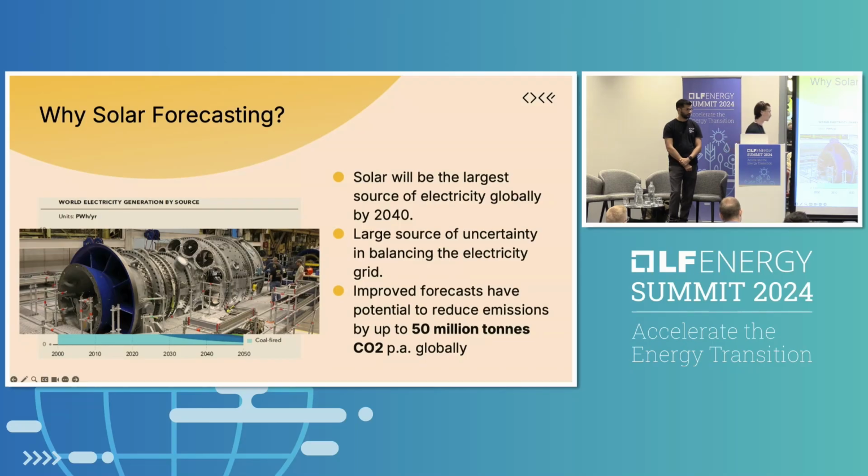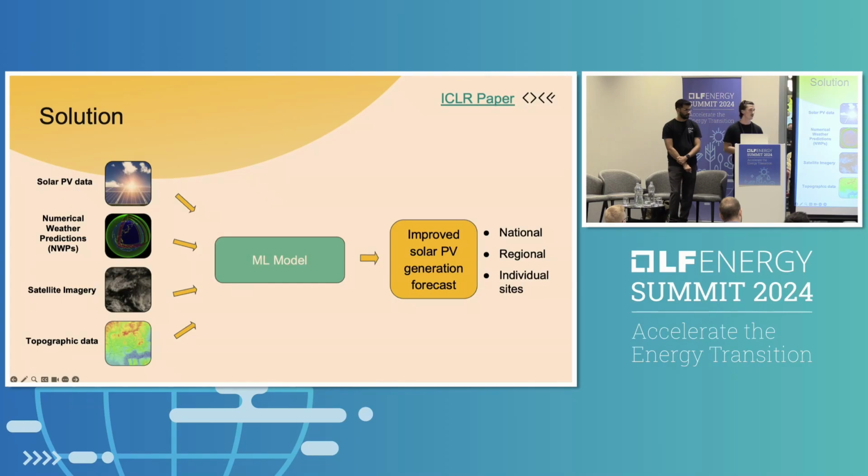And so from rough calculations we've done, we think improved solar forecasts can have the potential to reduce emissions by up to 50 million tons of CO2 annually. And that's a global figure. So our solution is to use state-of-the-art machine learning to create our forecasts. We do this by using historical and live PV generation data. We also use numerical weather predictions. Traditional solar forecasting models have used just these two alone, and what we do is use satellite imagery.